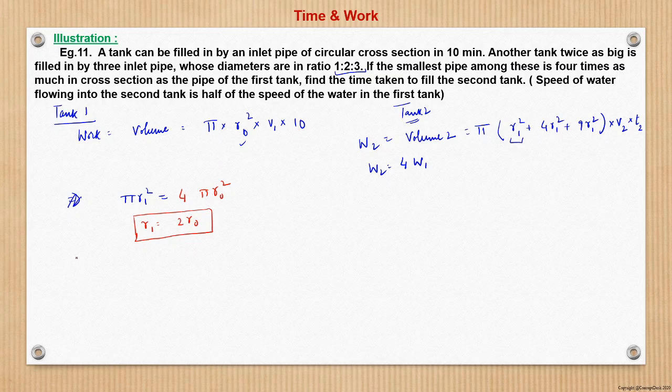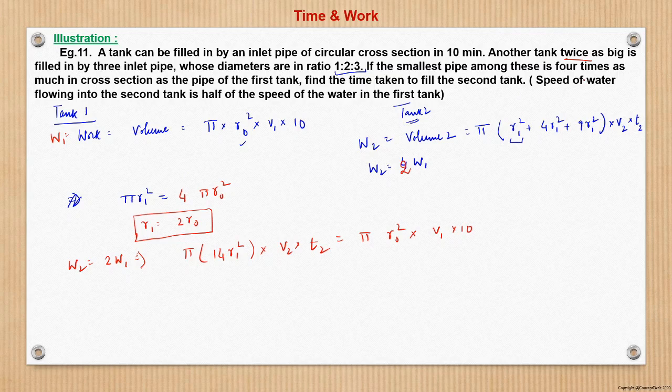Now getting back to the original equation, work W1 and W2. So W2 is twice W1, since the other tank is twice as big. So this is 2W1. So we can write W2 as pi into 9 plus 4, 13, 14 R1 square into V2 into T2, is equal to W1, which is pi into R0 square into V1 into 10.